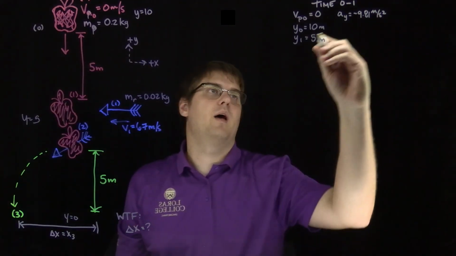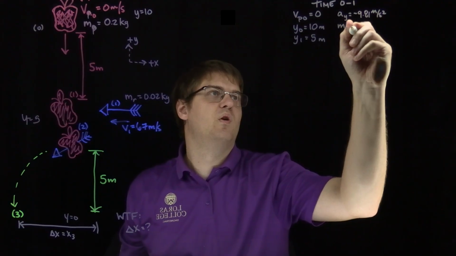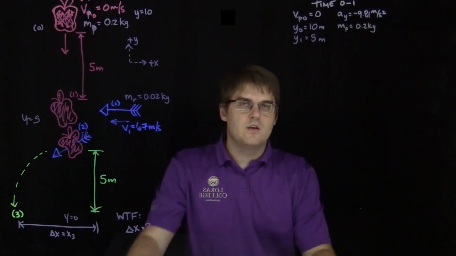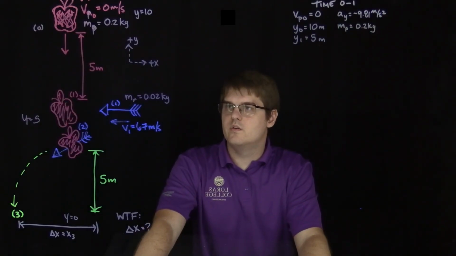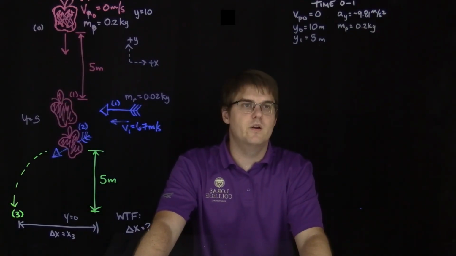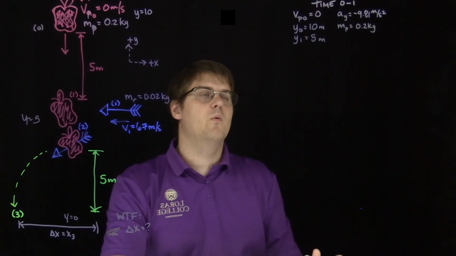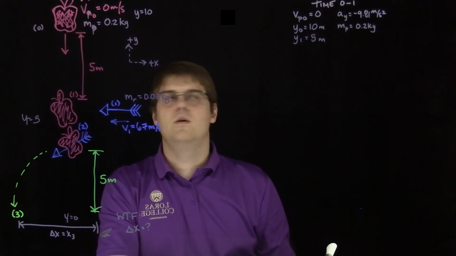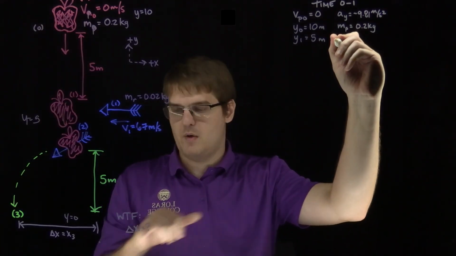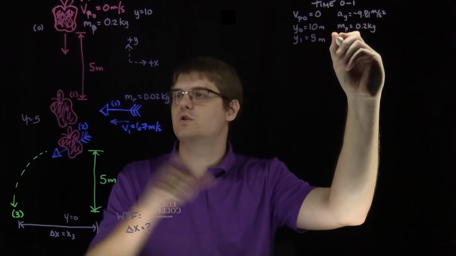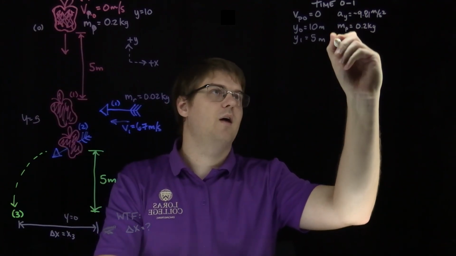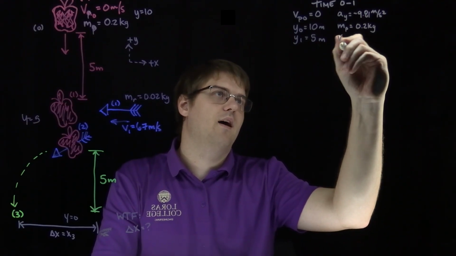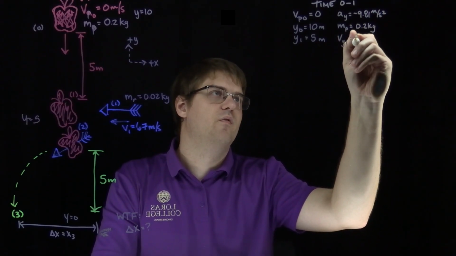I have the mass of my apple is 0.2 kilograms. Okay, those are the pieces that are relevant to time 0 to 1 for the apple. So looking at them, in this case, it's not my overall what to find, but in order to move to my next step, I want to find my velocity in the y technically at time 1.